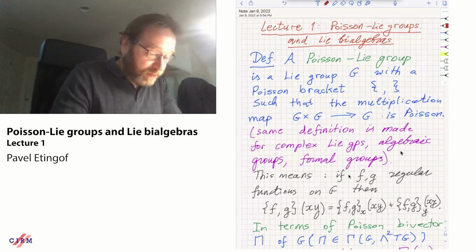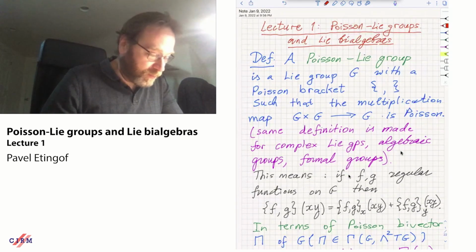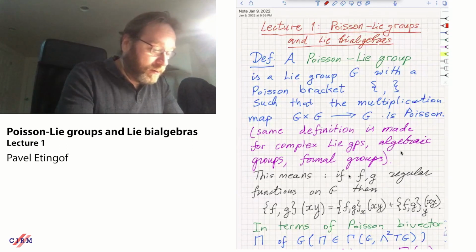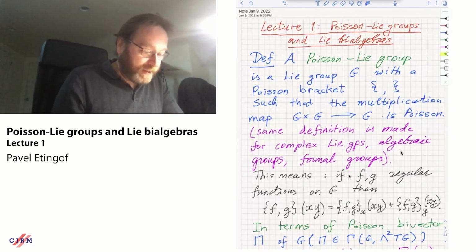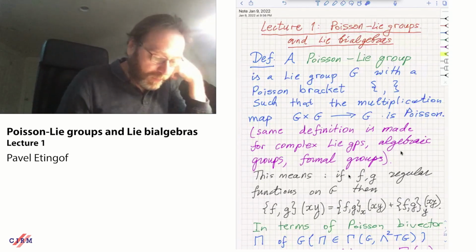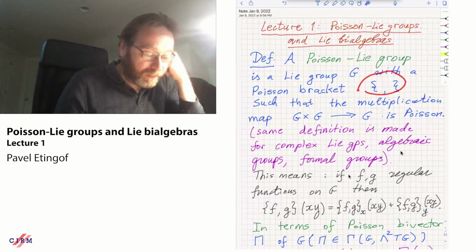So the definition of a Poisson-Lie group is the most natural one you can imagine. A Poisson-Lie group is a Lie group which is also a Poisson manifold. So it has a Poisson bracket on functions. This means that it's a bi-derivation, so it's a derivation in each variable, and it is also a Lie bracket.